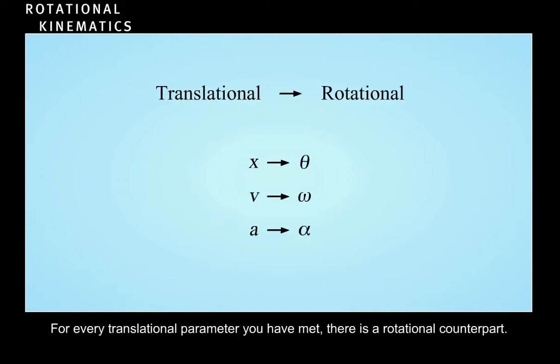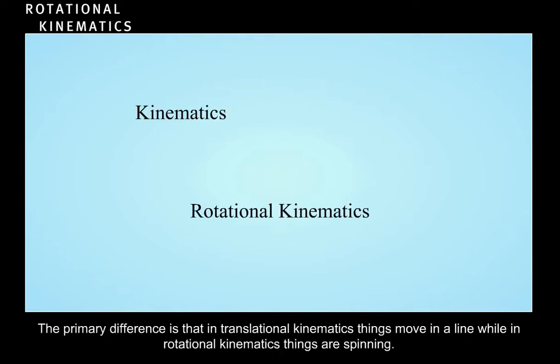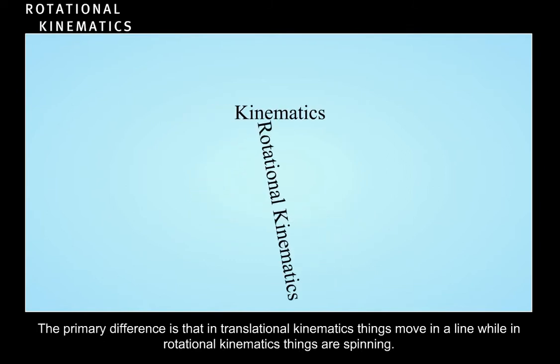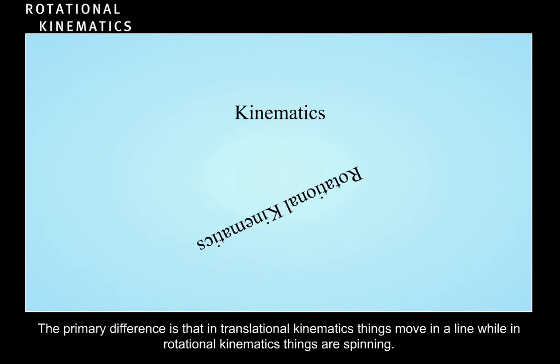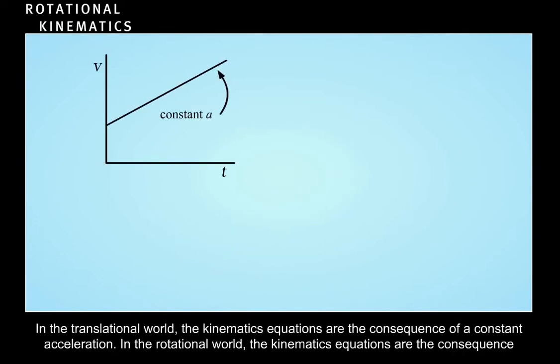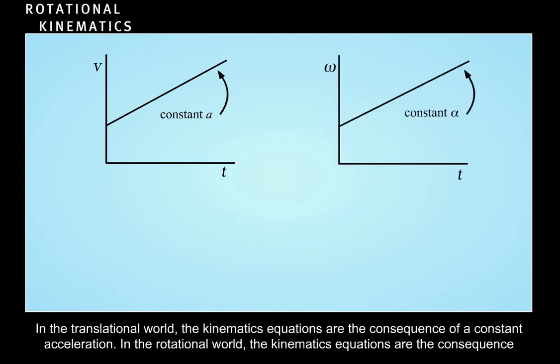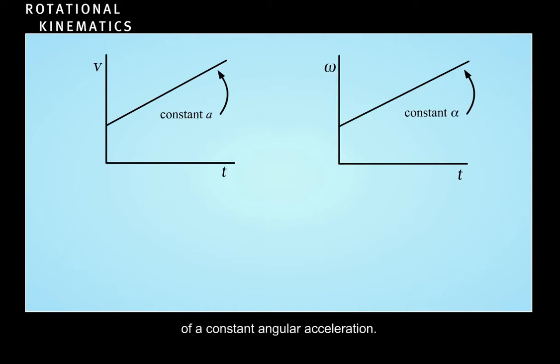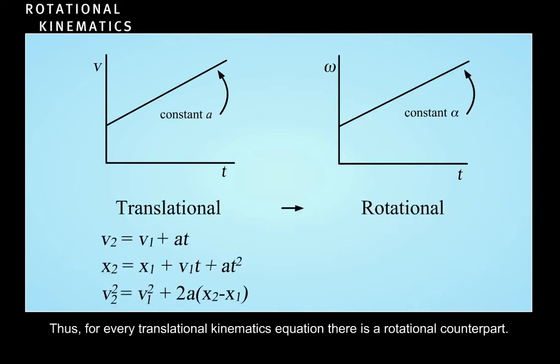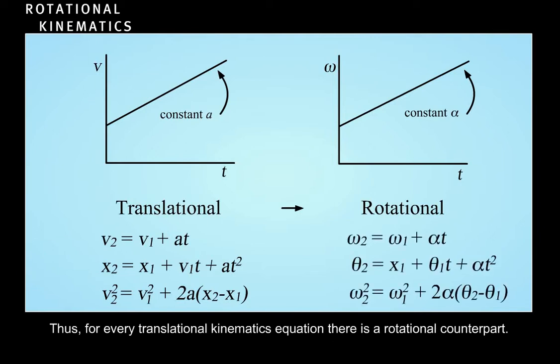For every translational parameter you have met, there is a rotational counterpart. The primary difference is that in translational kinematics, things move in a line, while in rotational kinematics, things are spinning. In the translational world, the kinematics equations are the consequence of a constant acceleration. In the rotational world, the kinematics equations are the consequence of a constant angular acceleration. Thus, for every translational kinematics equation, there is a rotational counterpart.